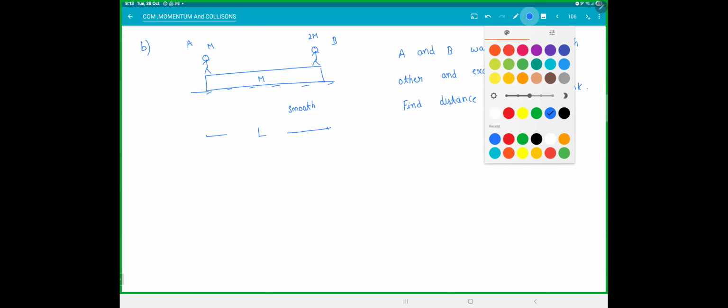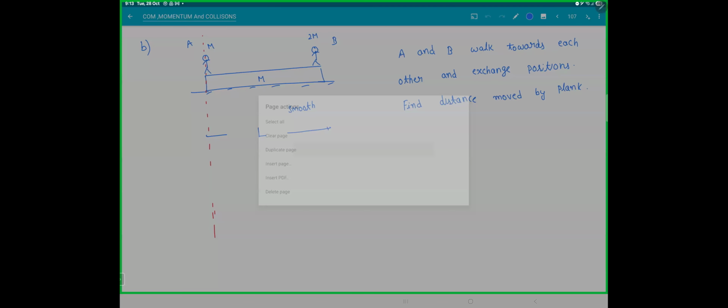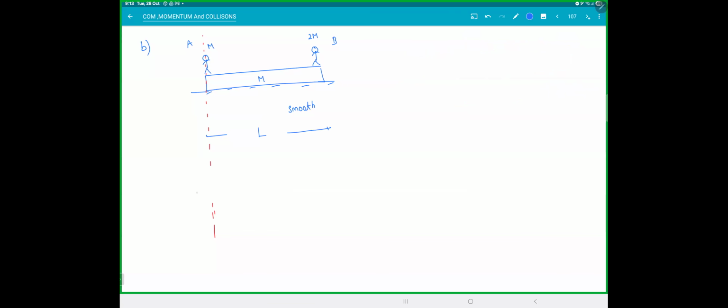Always first draw the picture. Let the plank go X backward. It doesn't matter, it can go forward also. I will take backward because we started like that. So let the plank have come somewhere here.